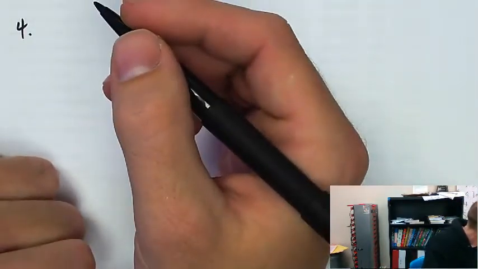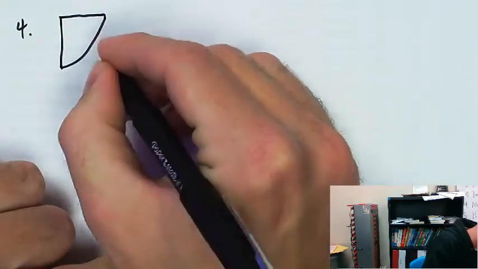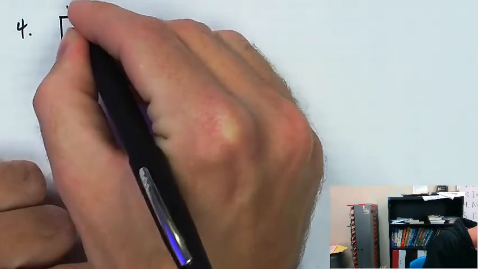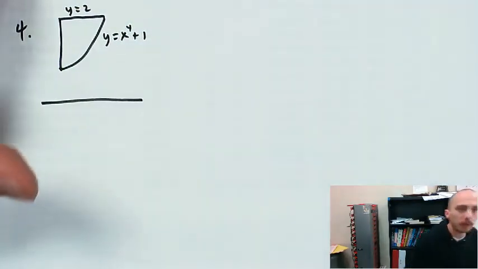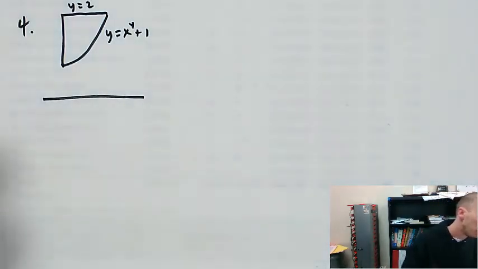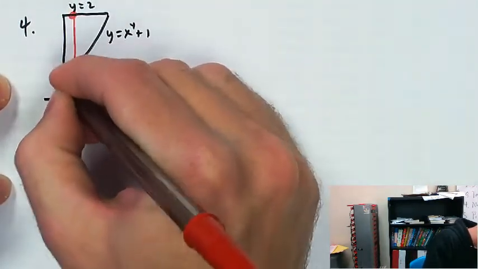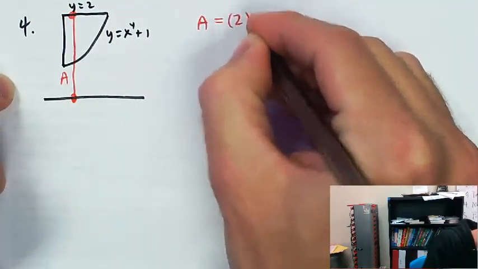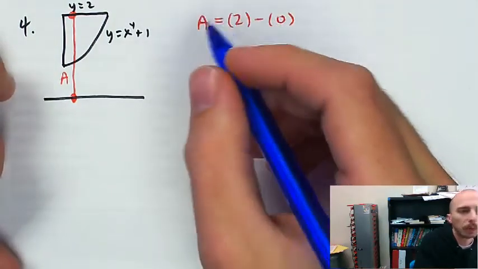Okay, number 4, we're going to rotate u around the x-axis, which is completely separated. So this is going to make the definite washer situation. I'm going to start at the axis and go to the far edge. That's going to be the large radius: top minus bottom, y equals 2 minus the x-axis, which is y equals 0.